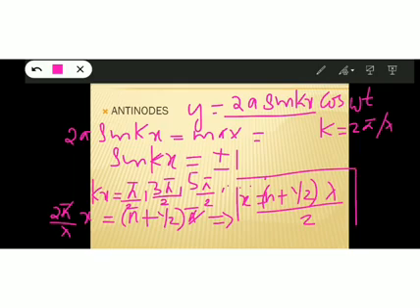So this is the condition for antinode. Here n will take values 0, 1, 2, etc. So x is equal to n plus half into lambda by 2 is the condition to obtain an antinode. What is the condition to obtain a node? x is equal to n lambda by 2. What is the condition to obtain an antinode? x is equal to n plus half into lambda by 2. Okay, so this is about standing waves or stationary waves.